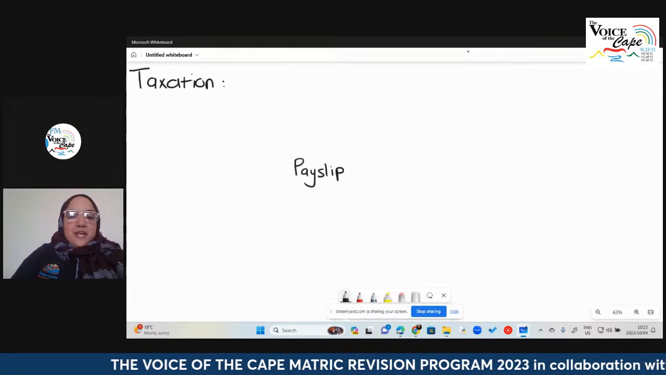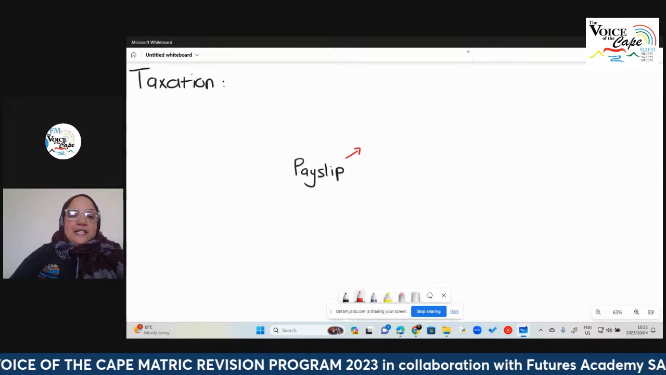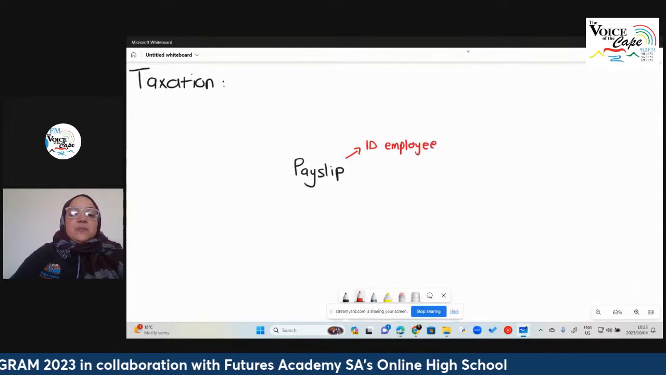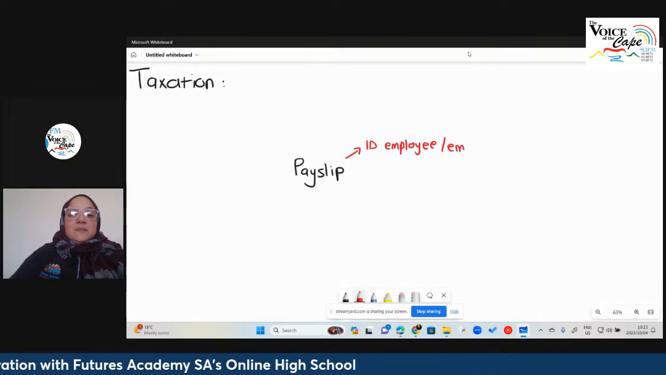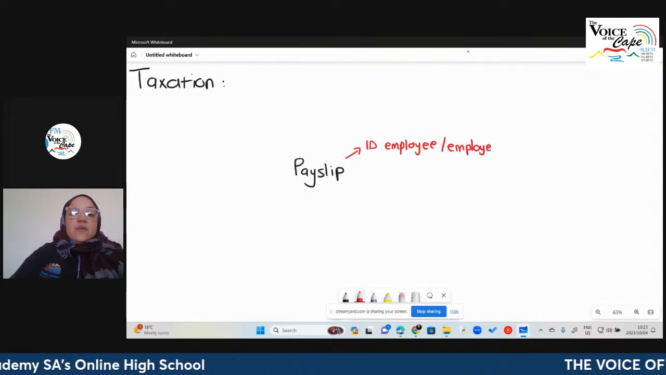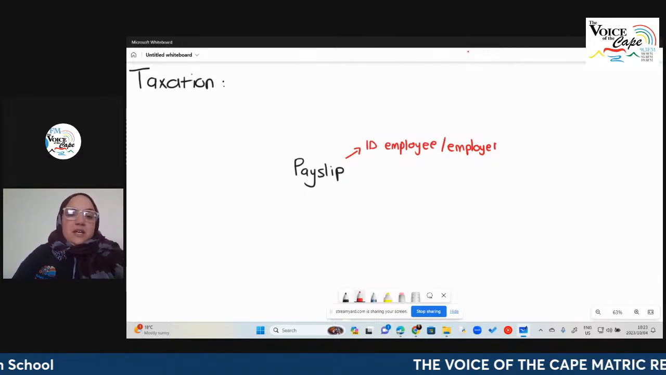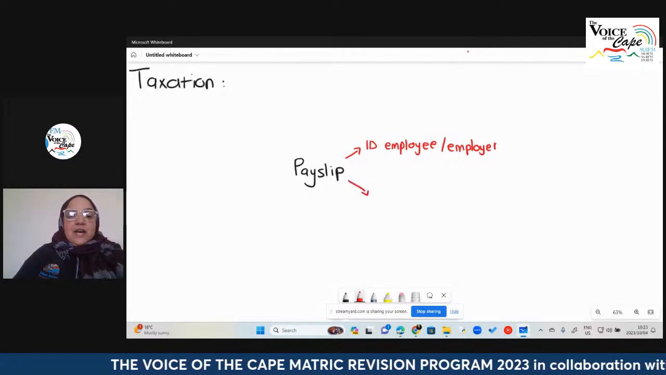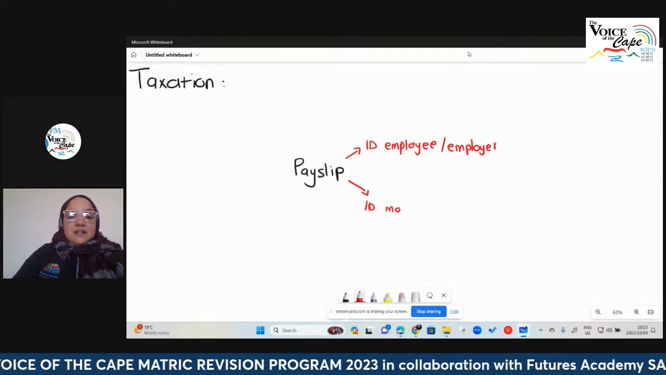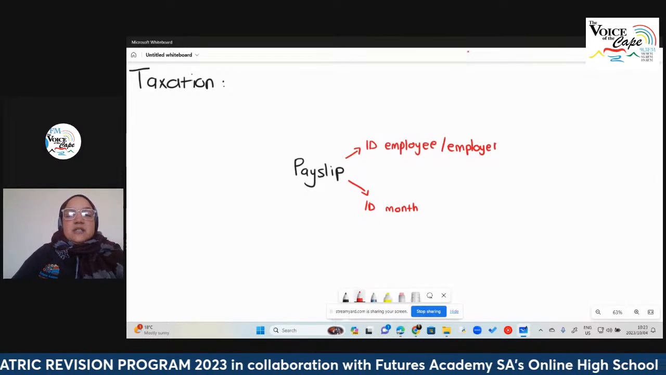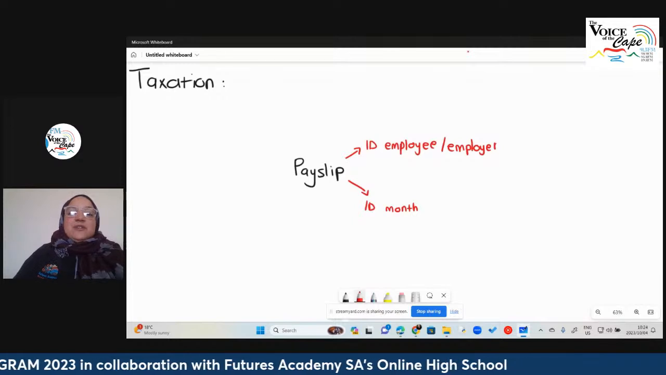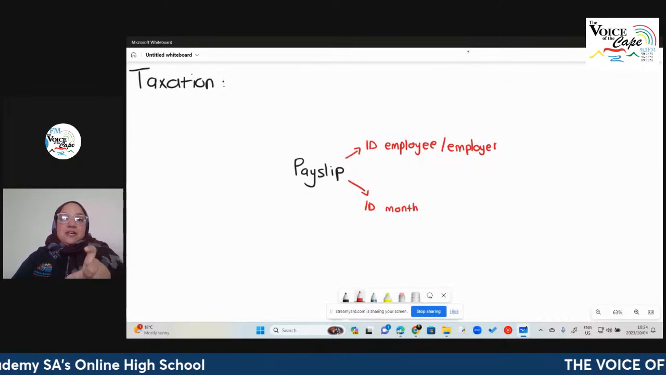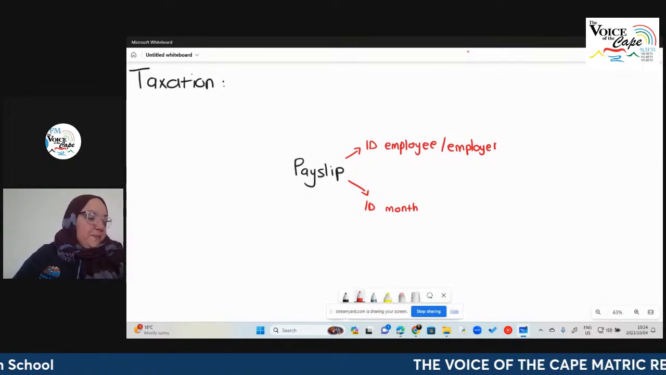So with your payslip, you need to be able to identify the employee's name. I would go as far as saying you need to be able to identify both the employee and the employer. I'm going to show you an example of a payslip, and I'll point these out for you. The other thing is you need to be able to identify the month that this payslip was given in. Sometimes it's not just a month; it's a period. So you need to be able to identify the period that this payslip falls into.